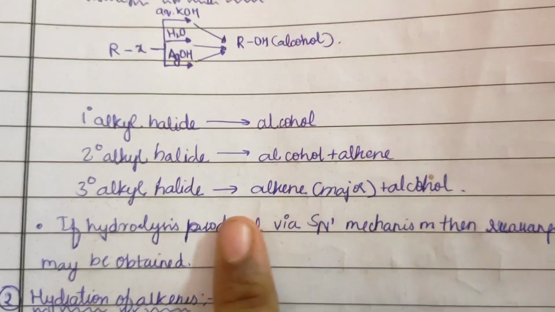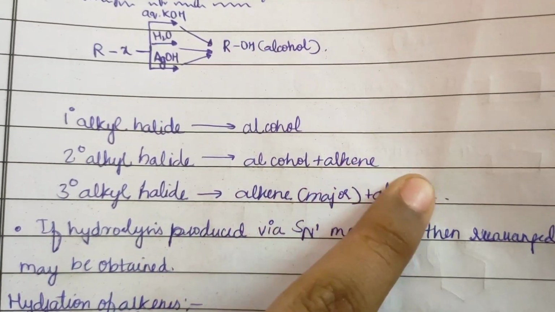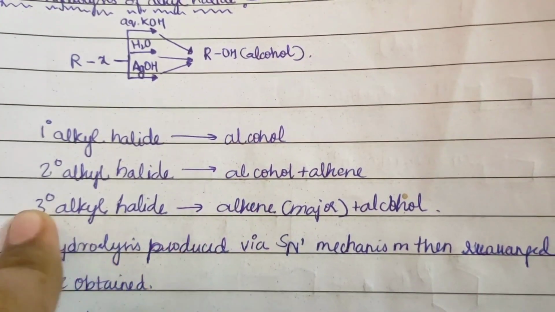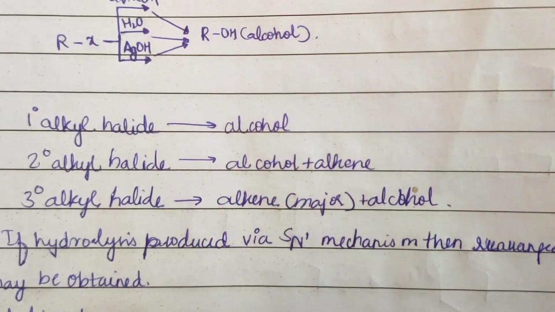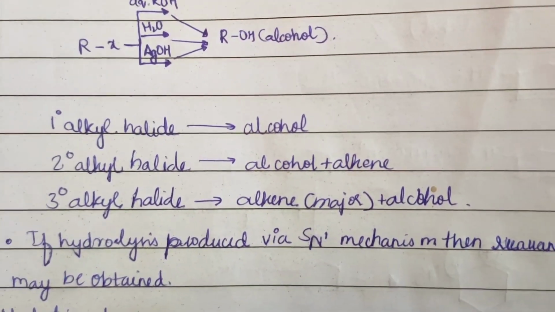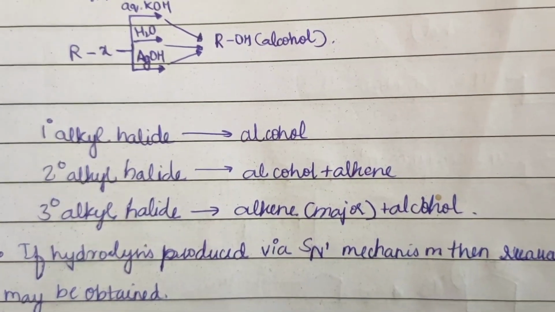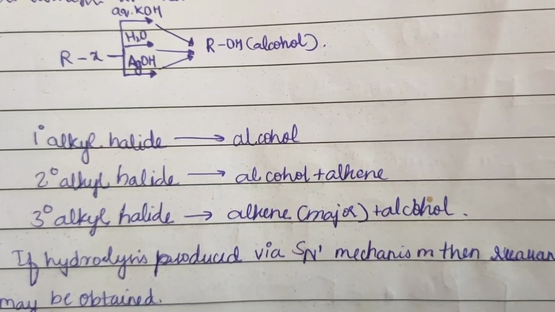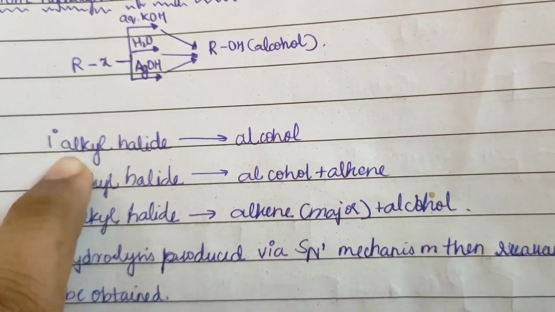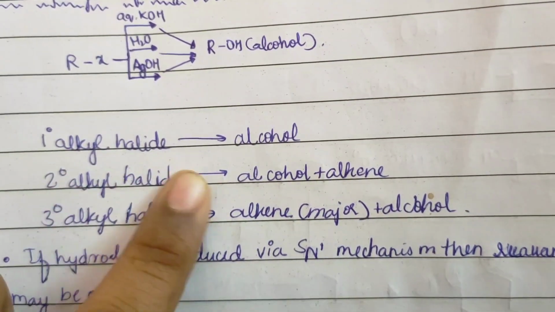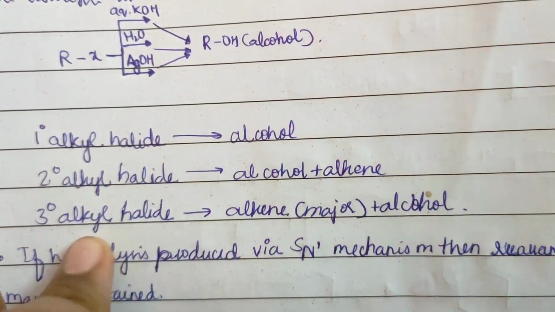Primary alkyl halide gives alcohol, then secondary alkyl halide will give alcohol plus alkene, then tertiary alkyl halide will give alkene, which is the major product, and a small amount of alcohol. So primary and secondary halides are used mainly for production of alcohol, then the tertiary alkyl halide.